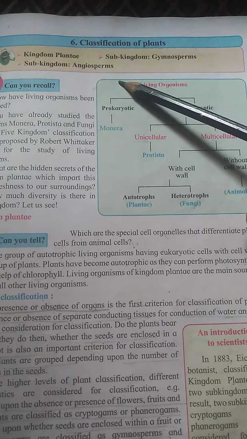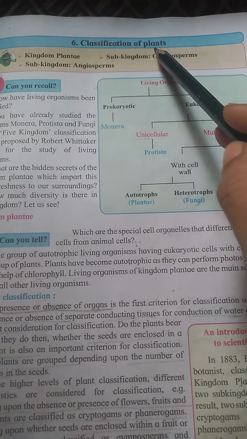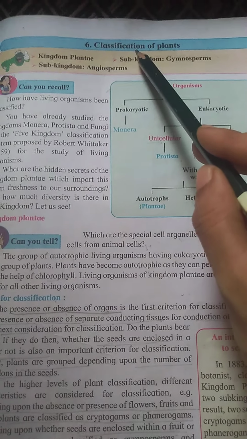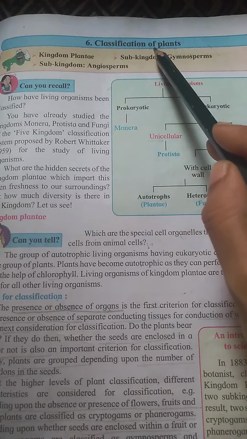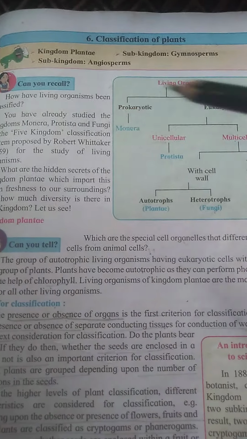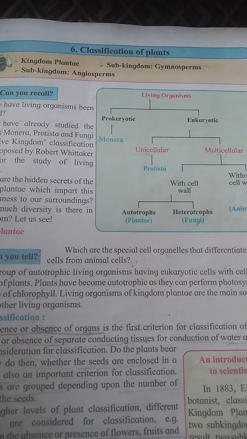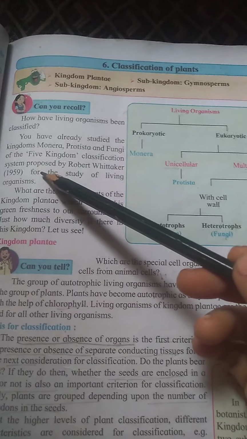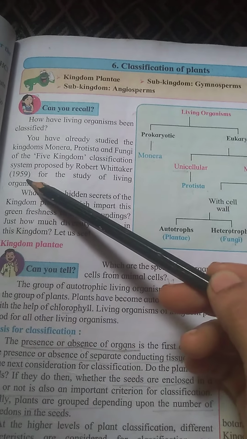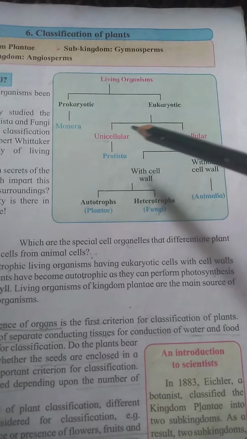So in this lesson, mainly we are going to study plant classification. To classify plants means to make groups of the plants, to organize them. Now, last year, if you remember, we studied the 5 kingdoms of classification, which was proposed by Robert Whittaker in 1959. If you don't remember these 5 kingdoms, you can see this flowchart.